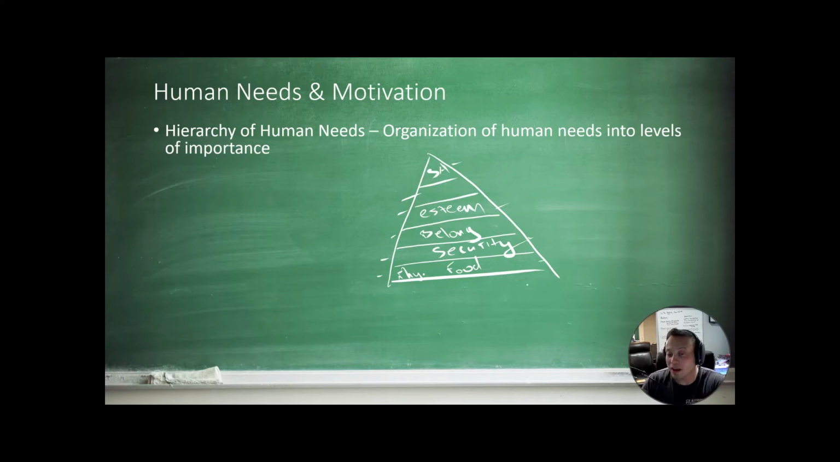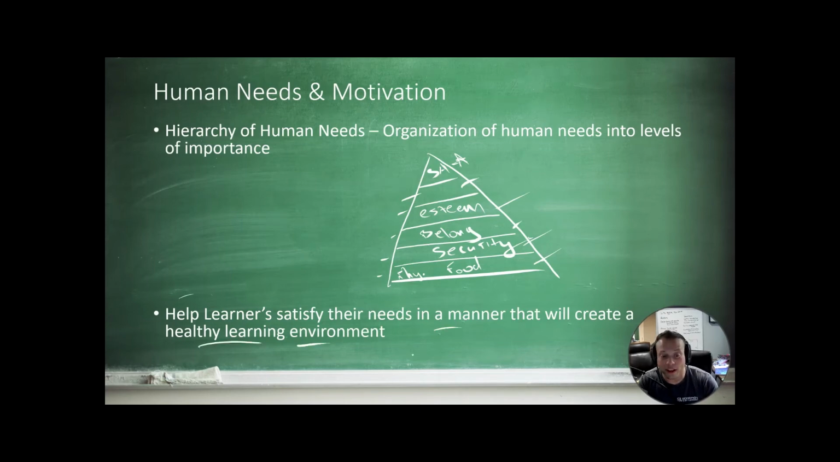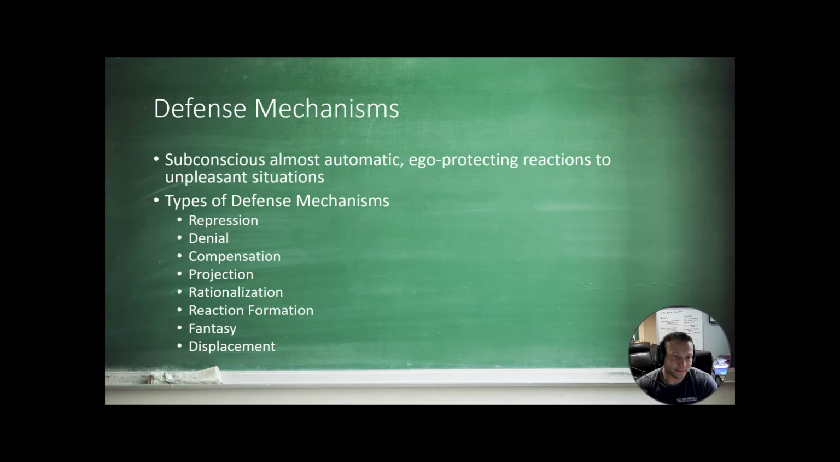So as the instructor, we've got to make sure that they are well fed, they feel safe, they belong to your flight school, or they belong to their family. You are recognizing their achievements and then helping them understand how everything fits into their learning process, and then finally help them realize their ultimate purpose, and they can self-actualize. We need to help learners satisfy their needs in a manner that will create a healthy learning environment. So again, pay attention to what your learner is presenting and help them satisfy those needs.